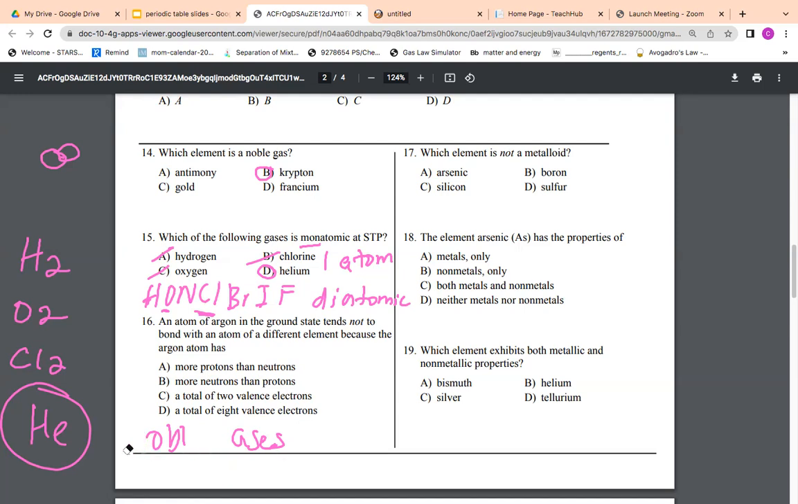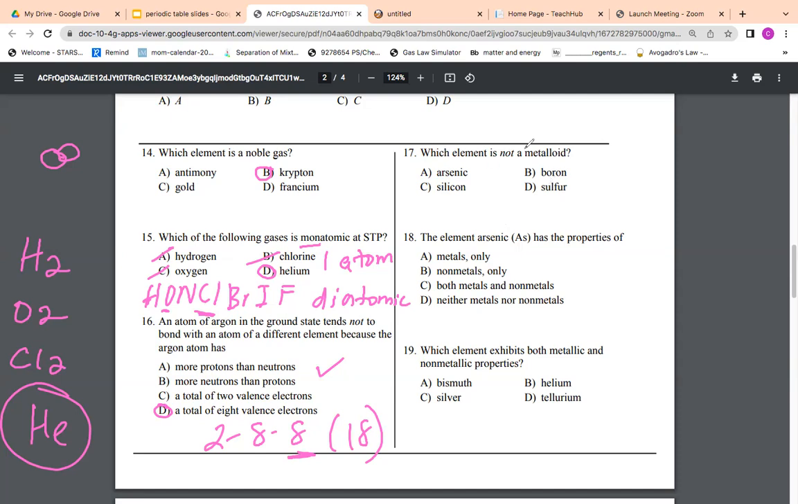All right, 16. An atom of argon in the ground state tends not to bond with an atom of a different element because the argon atom has, we literally just went over this, a total of 8 valence electrons. Again, the configuration for argon is 2-8-8. This is element 18. And we can see that it has its octet. So it is stable the way it is. This is why it doesn't bond with anything.